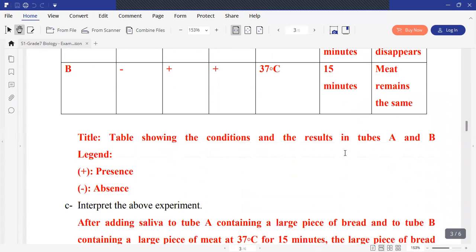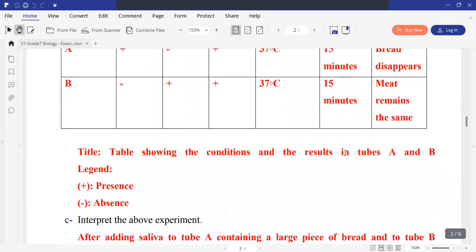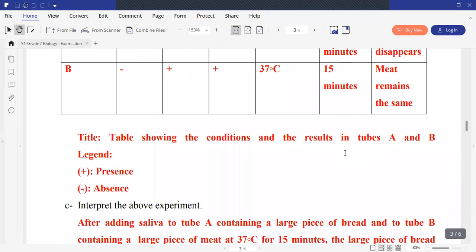This is the table and we have to give it a title. From where do I get the title? I get it from here: arrange a table, the conditions and the result. So you have to say: table showing the conditions and the result of the experiment in tubes A and B. Legend: plus means presence and minus means absence. Now let's move to interpret. What is interpret? It's analyze plus indication.